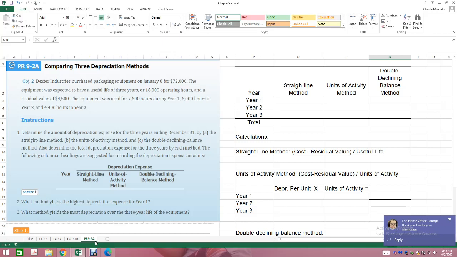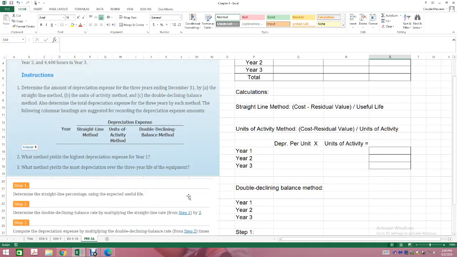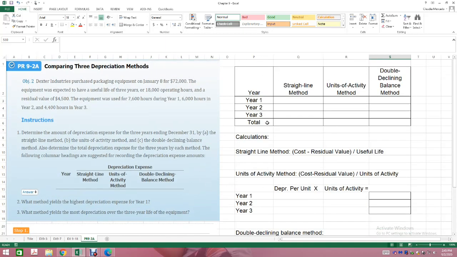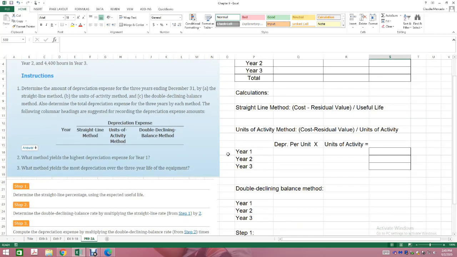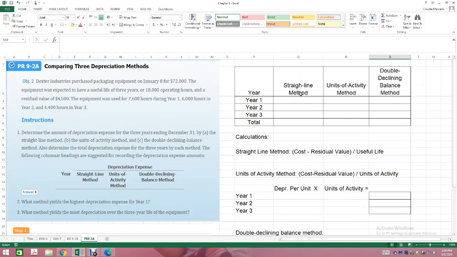Instructions. Determine the amount of depreciation expense for the 3 years ending December 31st by the straight line method, the units of activity method, and the double declining balance method. Also determine the total depreciation expense for the 3 years by each method. The following columnar headings are suggested for recording the depreciation expense account. Then they give us a setup. Okay. So let's figure it out. This is the setup that they want. The year, straight line, units of activity, double declining. I'm going to be doing my calculations below and then transferring the information over to the top.